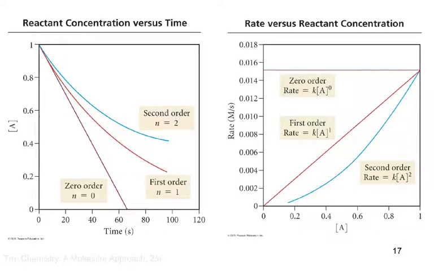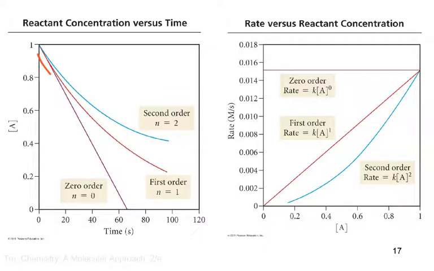So we can see what different reactions look like versus time. If a reaction with respect to a particular reactant is zero order, it's not dependent on the concentration of that reactant, and so there you get just a straight line. If it's first order, you get kind of a curve like that. Second order, a curve like that.